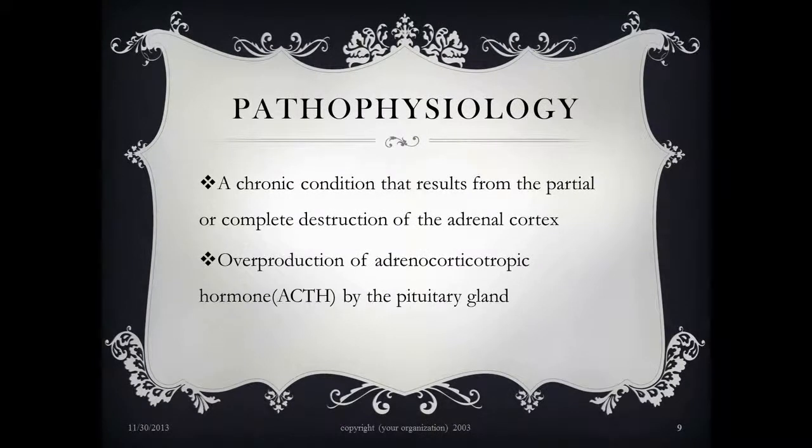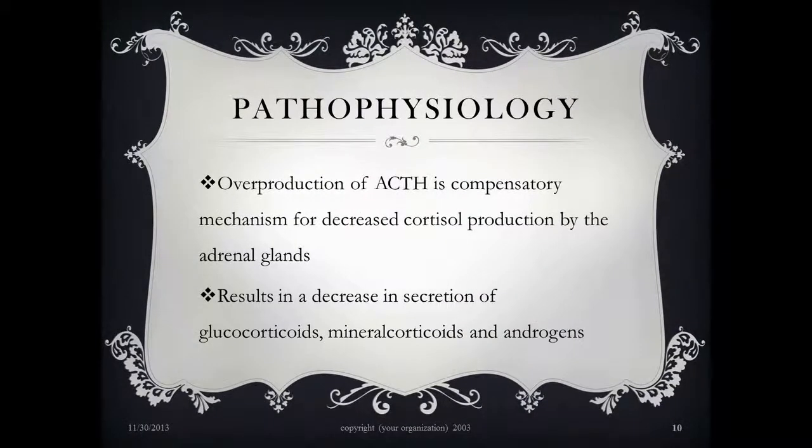The pathophysiology is that Addison's disease is a chronic condition that results from the partial or complete destruction of the adrenal cortex. There's an overproduction of ACTH, the adrenal corticoid hormone, by the pituitary gland. With the overproduction of ACTH, there's a compensatory mechanism for decreased cortisol production by the adrenal glands, and this results in the decreased secretion of the glucocorticoids, mineralocorticoids, and androgens.